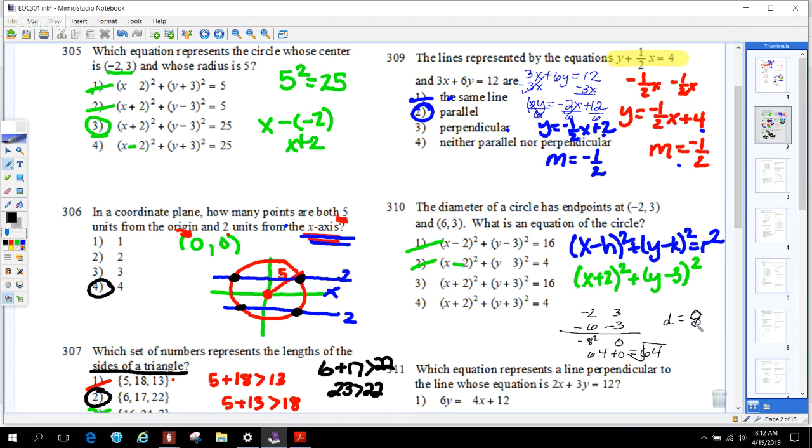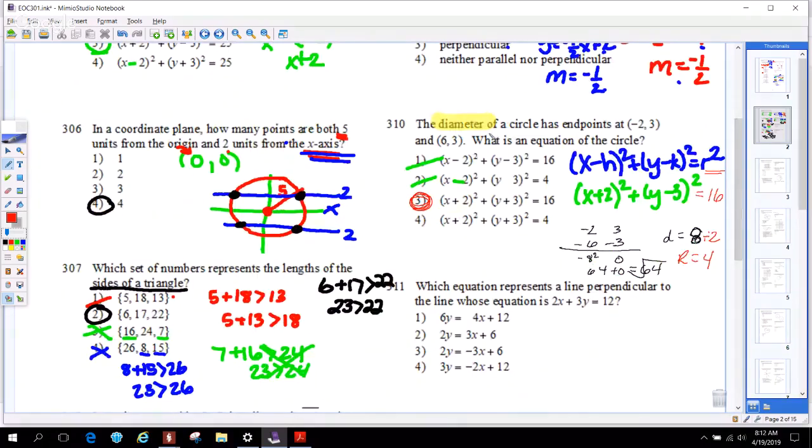But that gives us the diameter. We need the radius. I missed that. Good catch. So it says diameter. Because that distance is 8, we have to divide it by 2 to get the radius. So the radius is 4. The formula, though, says radius squared. So that makes it 16. So it's choice 3.